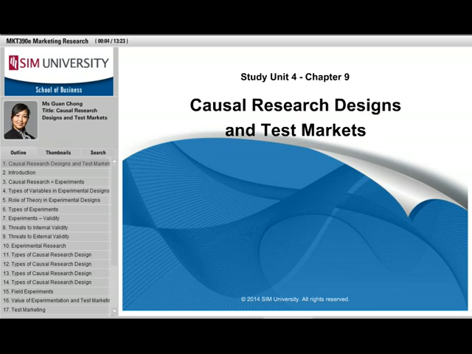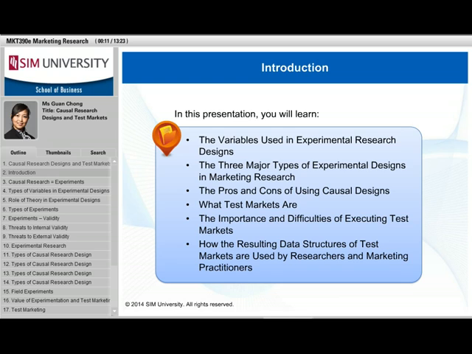Study Unit 4. This presentation covers causal research designs and test markets. In this presentation, you will learn the variables used in experimental research designs, the three major types of experimental designs in marketing research, the pros and cons of using causal designs, what test markets are, the importance and difficulties of executing test markets, and how the resulting data structures of test markets are used by researchers and marketing practitioners.